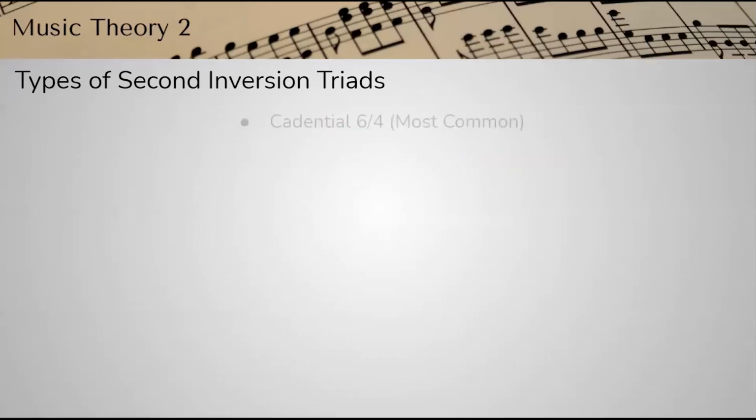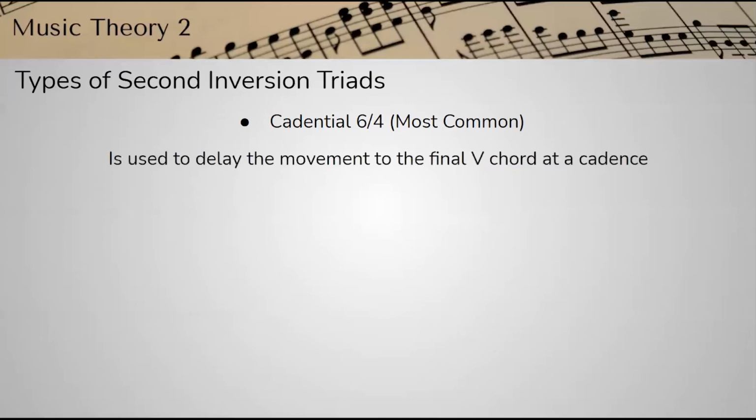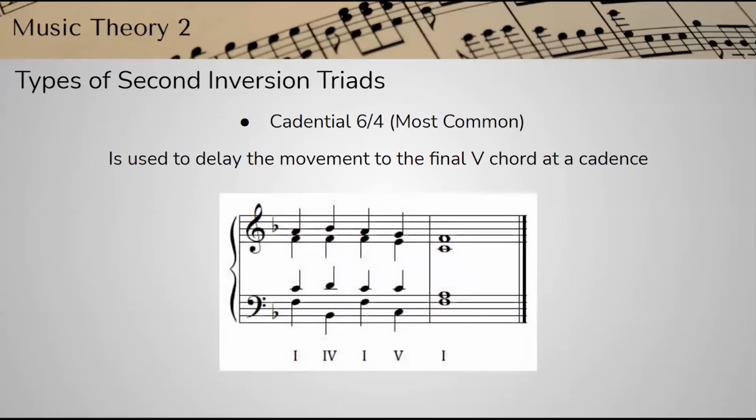And then finally, the most important one is called the cadential 6/4 chord. And this is the most common because it happens all the time. And its effect is to delay the movement to the final 5 chord at a cadence. Okay, so let's show you what that means. So a cadence is, as you remember from counterpoint, is just the ending of a piece of music, right? And we'll learn more about the different kinds of cadences when you're talking about full-fledged harmonies a little bit later.